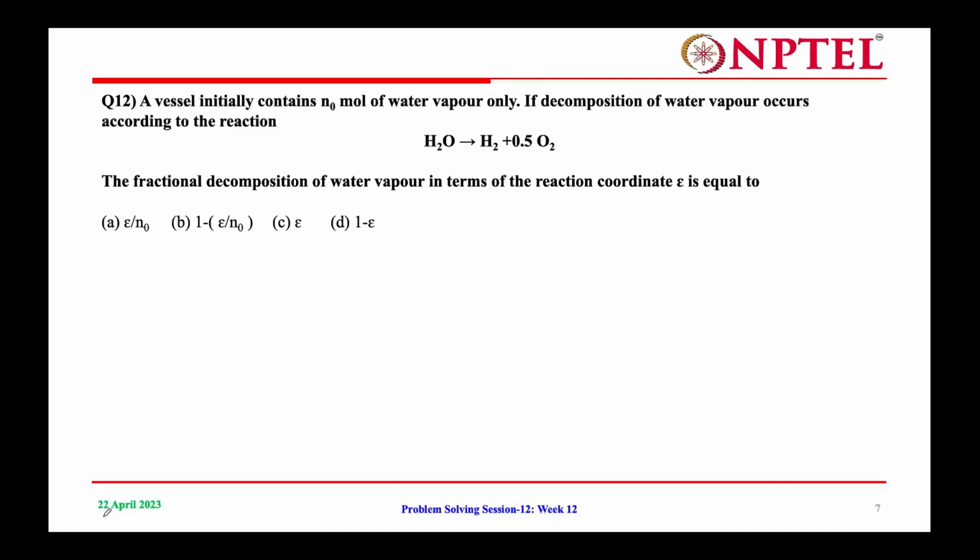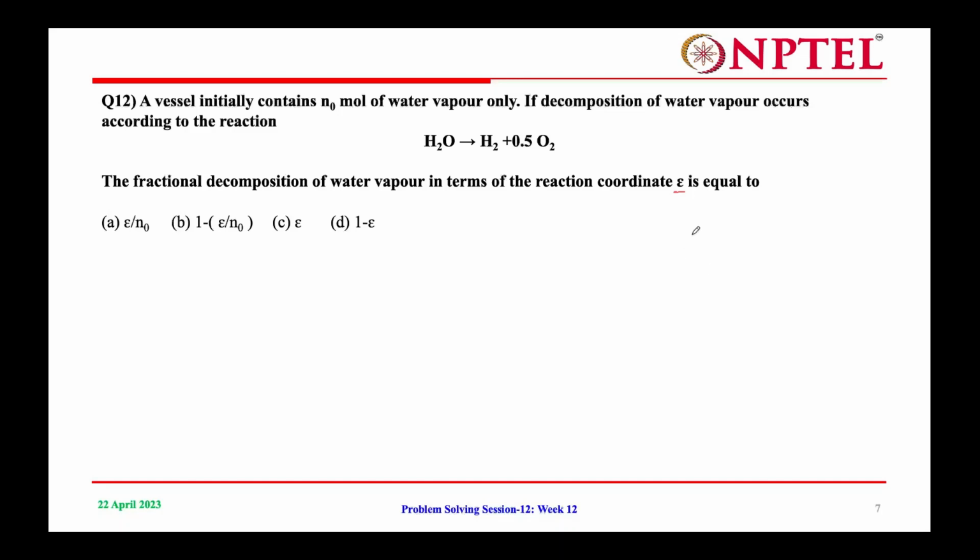Now question number 12. A vessel initially contains n0 moles of water vapor only. If decomposition of water vapor occurs according to the reaction H2O gives H2 plus 0.5 O2, the fractional decomposition of water vapor in terms of reaction coordinate is equal to what? We have to derive the expression, right?